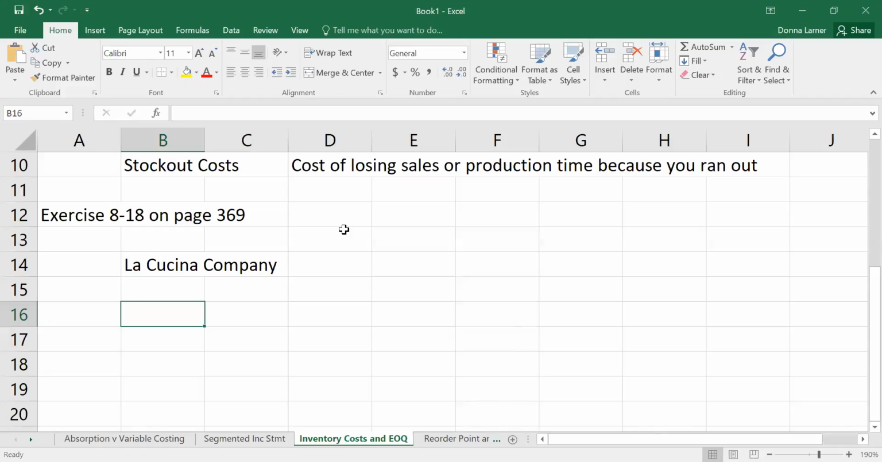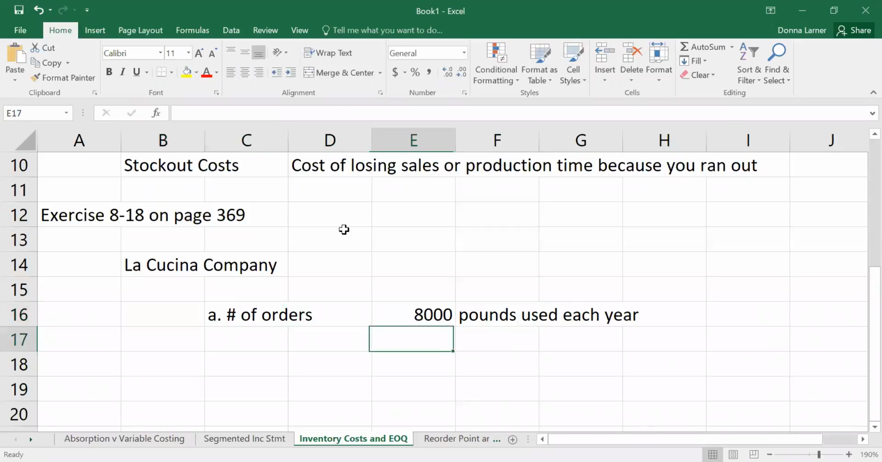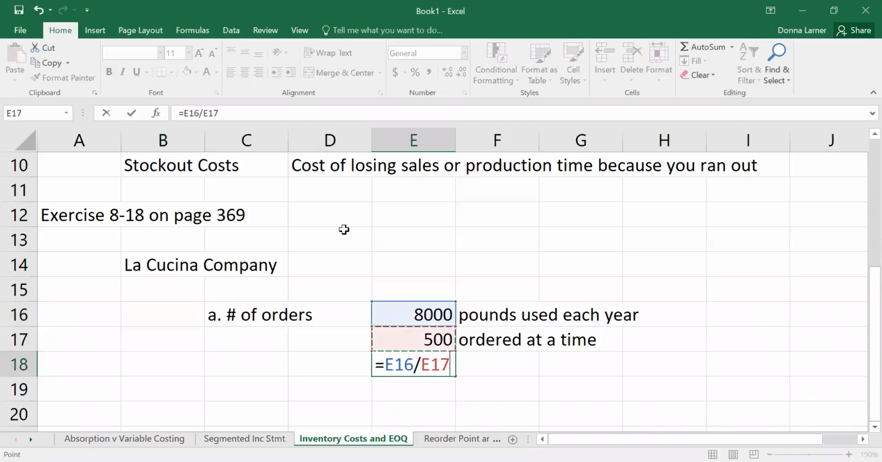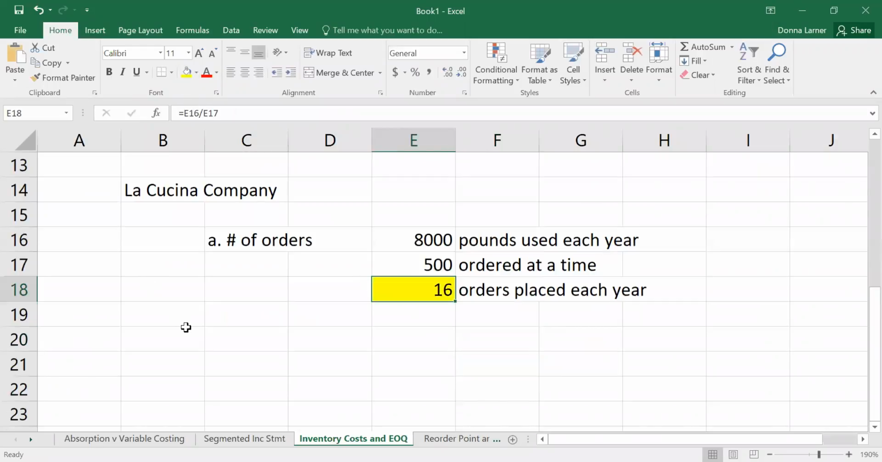So how many orders do they place a year? Well, they're not asking how many they should. The first question is how many do they? So that one's pretty easy. 8,000 pounds used each year. 500 ordered at a time. So we can do some quick math and go 8,000 divided by 500. We place 16 orders each year.